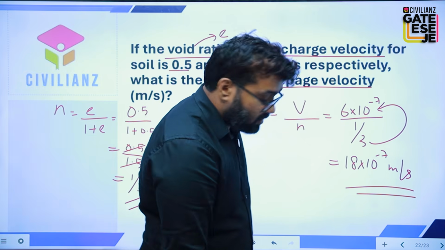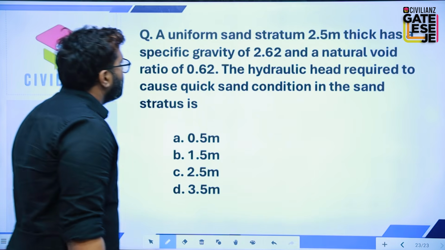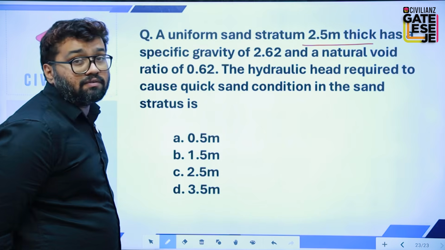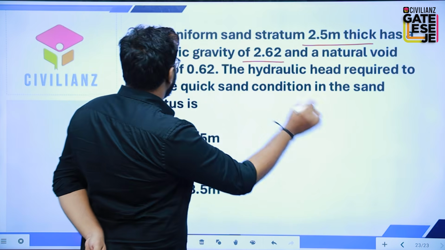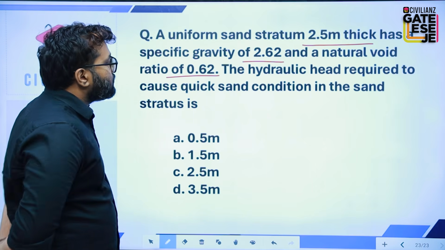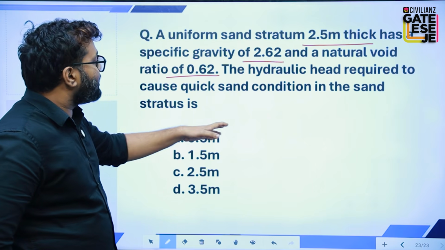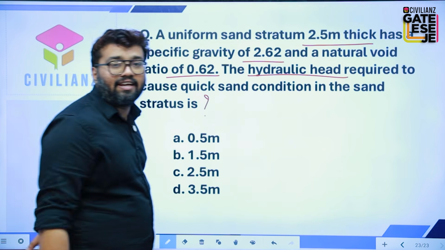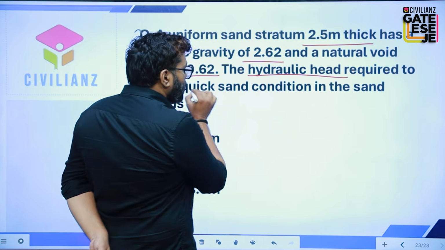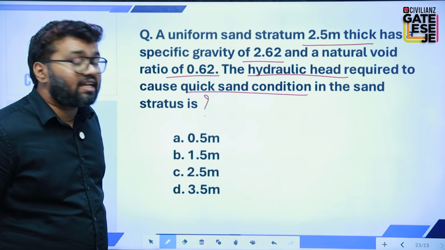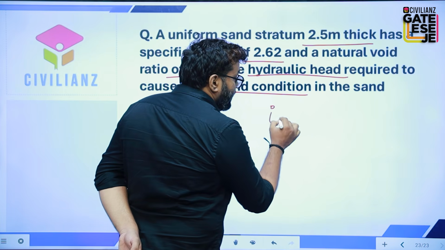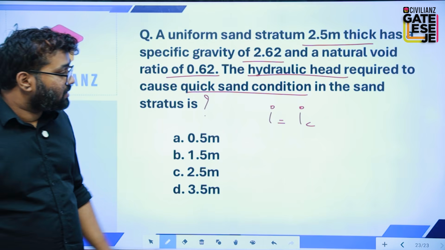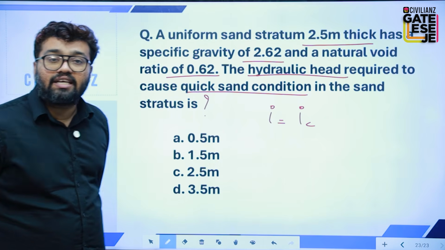Okay. So next question. A uniform sand stratum 2.5 meter thick has specific gravity of 2.62 and natural void ratio is 0.62. So the hydraulic head required to cause quicksand condition in the sand stratum is. So the question is, what is the hydraulic head? Okay. So we know that for quicksand condition to happen, the hydraulic gradient must be equal to critical hydraulic gradient.